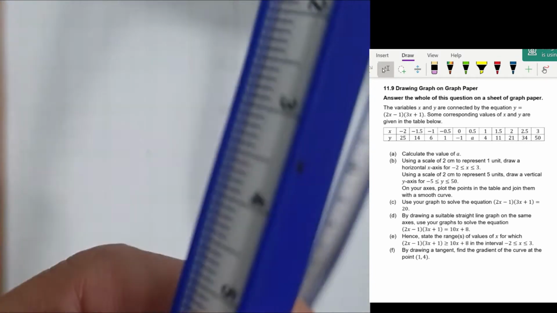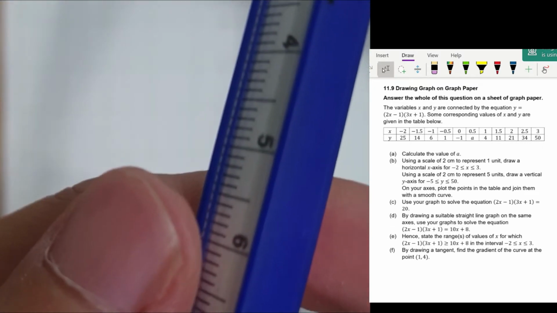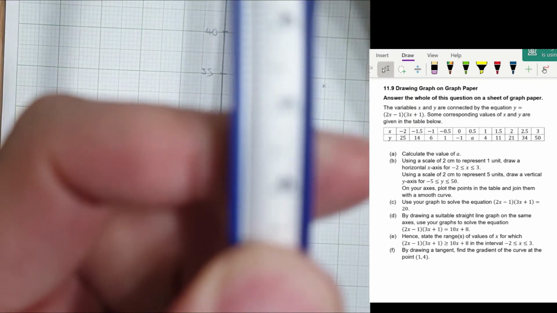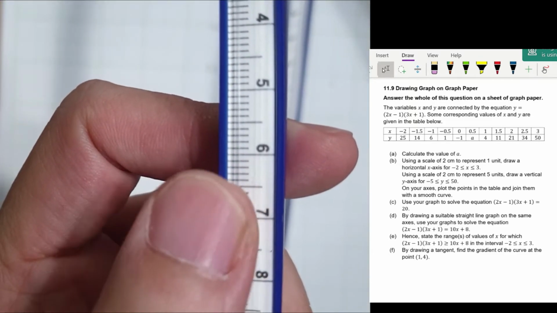So in the curve rule, if you can feel the curve rule here, there's some groove. The other side there's no groove. The side where the numbers are facing downwards, there's some groove. So use the groove part to draw.